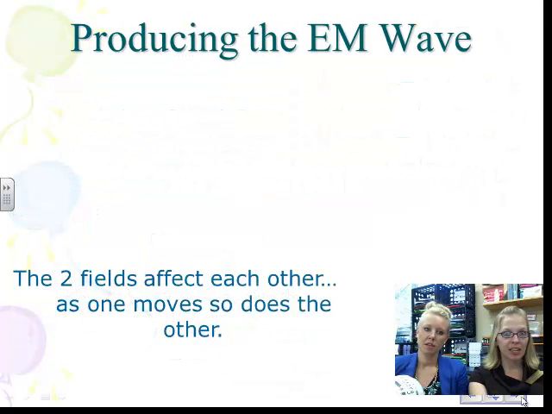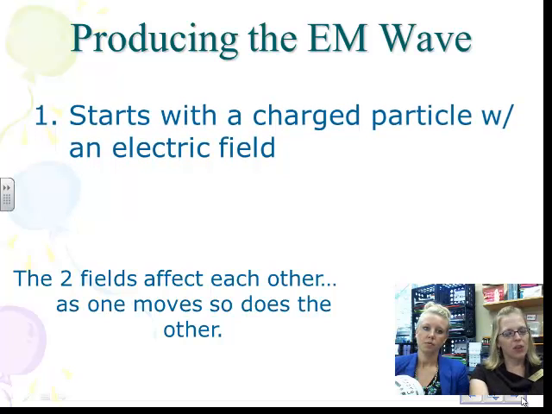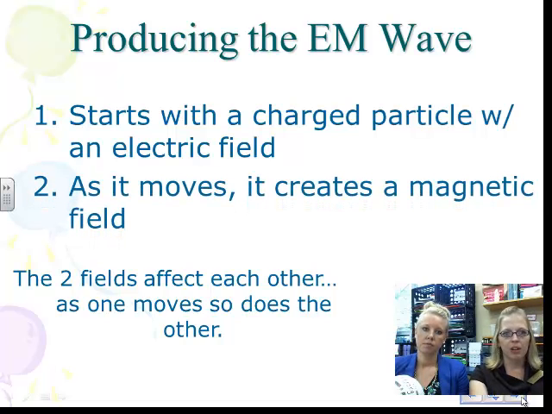All right, producing the EM wave. It's not something you go in the kitchen and make yourself, but if you could, first you'll start with a charged particle with an electric field. So think back to static electricity when we talked about particles being charged. Like negatively charged, positively charged. So it's going to have a field regardless. Now, as that particle moves, it creates a magnetic field. Remember we did that with the electromagnet? We took electricity and we made a magnet.